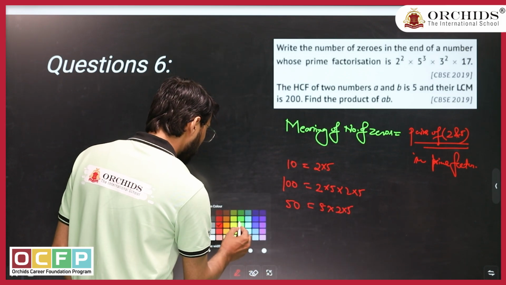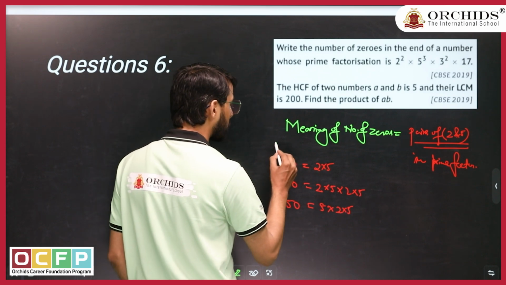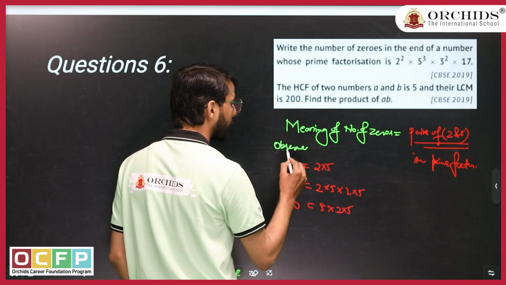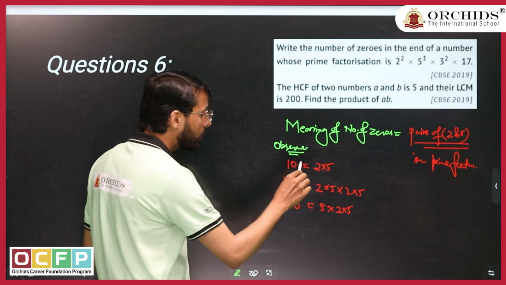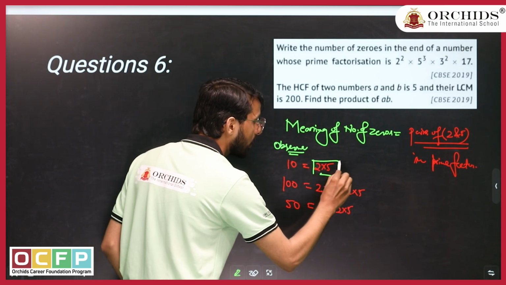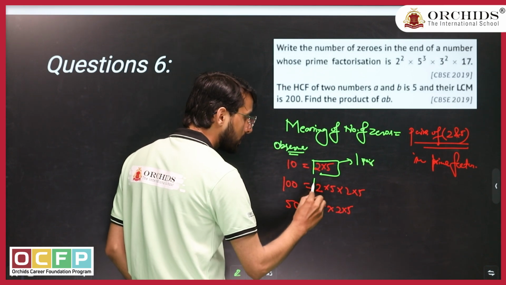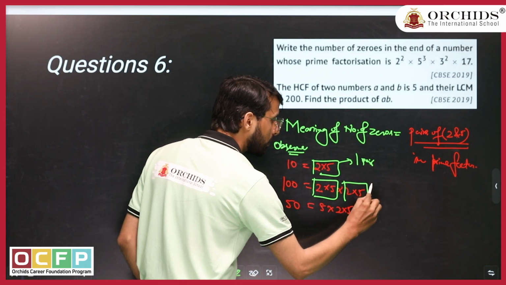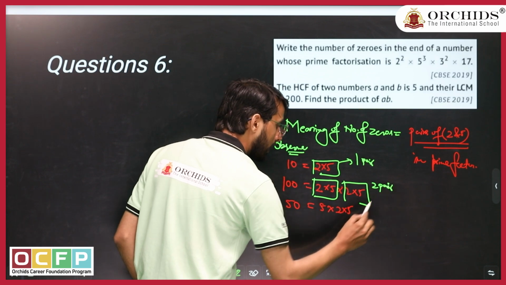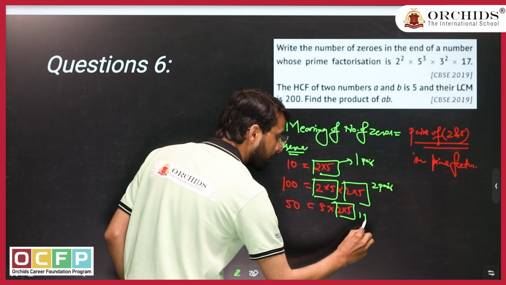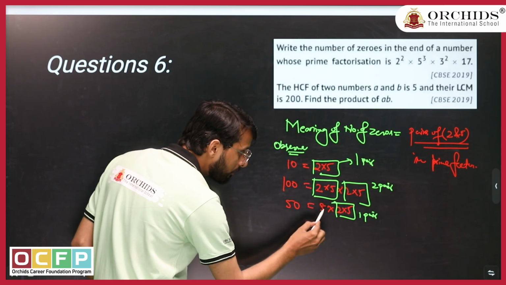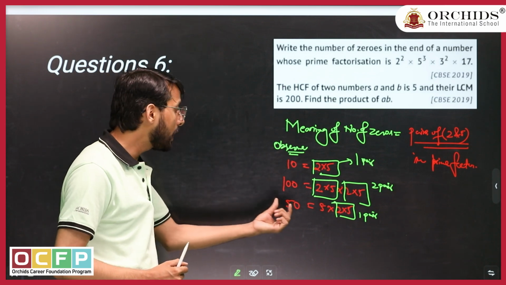So what we can observe here? Try to observe, students. How many pairs of 2 and 5 am I getting in the first case? 1 pair. How many pairs of 2 and 5 am I getting in the second case? 2 pairs. Here 1 pair. It means that 5 is alone. There is no such 2 to make a pair.